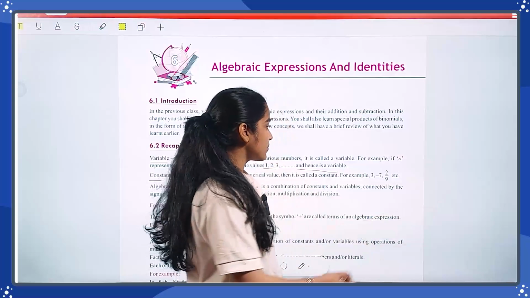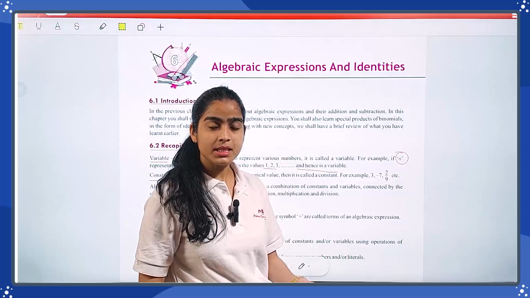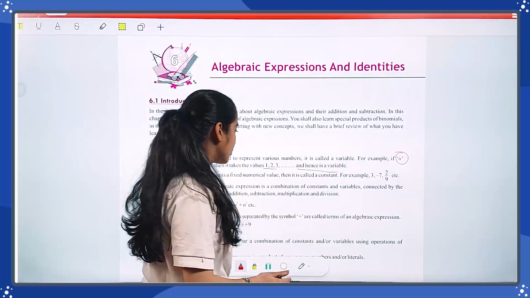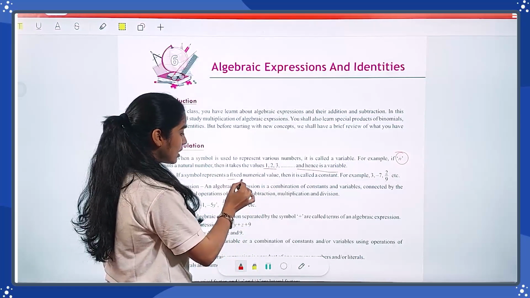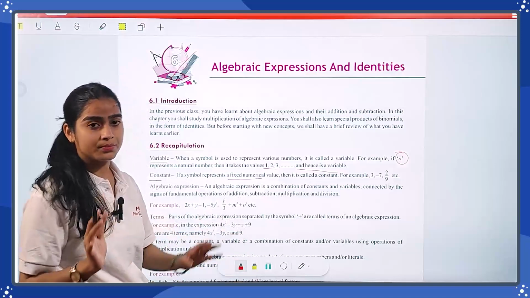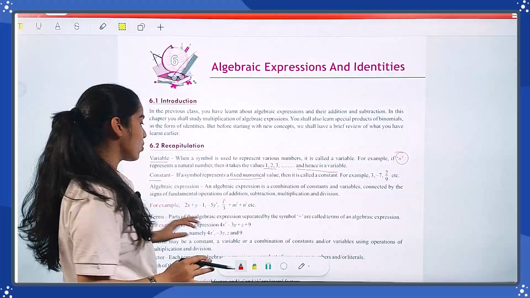So what you are doing, you are representing it with the alphabet n. It means it is an unknown value. Further you can find it, and it can have any kind of value. But a constant has a fixed numerical value. If we say 2, it means 2 only. It could not be 3, 4, 5, 6. It is only 2.